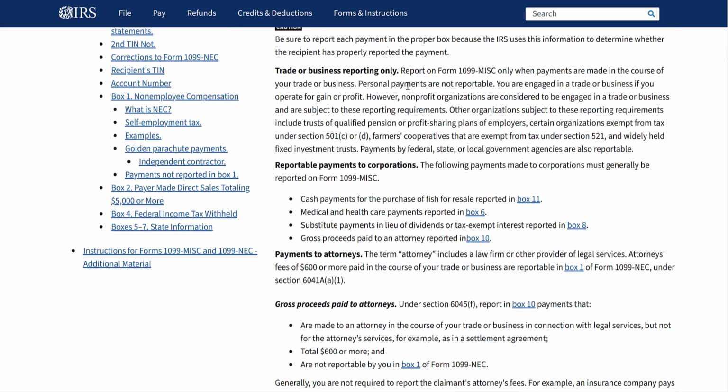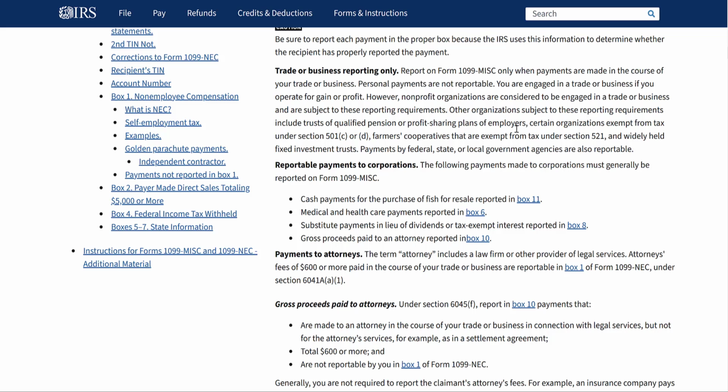Okay, so as a reminder, 1099 Miscellaneous is only filed for business transactions. If you have somebody that comes in and remodels your personal house, and you're not renting that home or anything like that, that is a personal transaction. It's not a business transaction. We don't need to worry about 1099s for that, okay? This is for payments made in the course of your trade or business. Personal payments are not reportable here. Personal payments are not reportable.